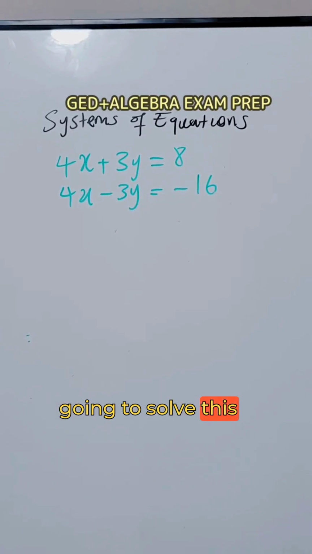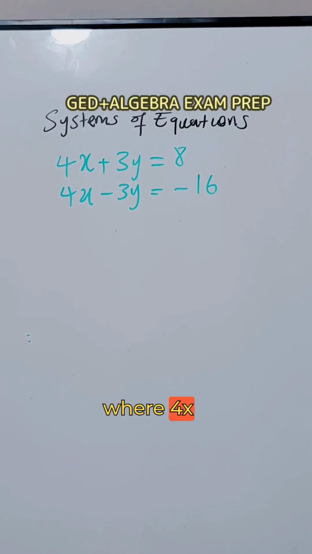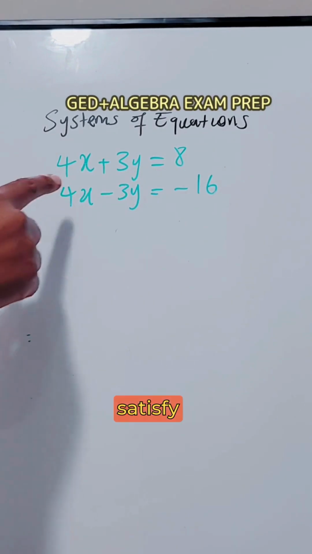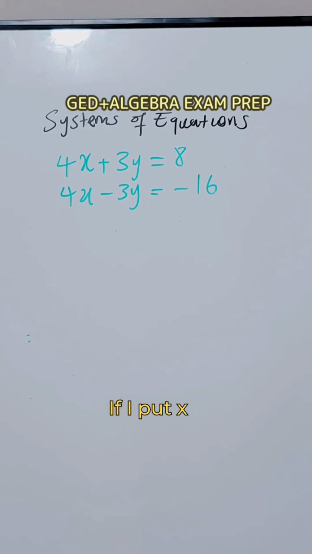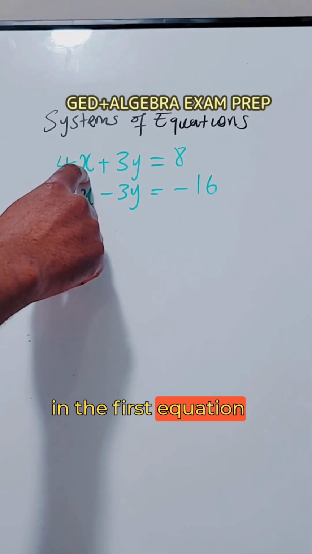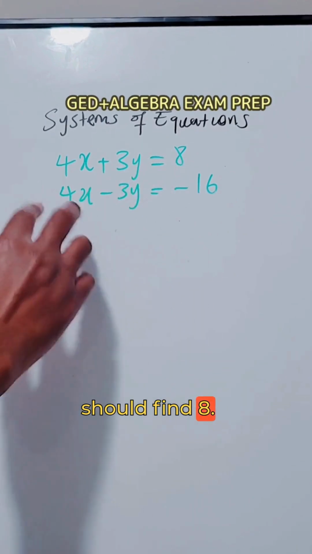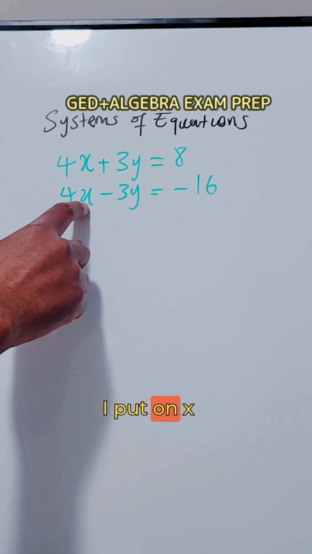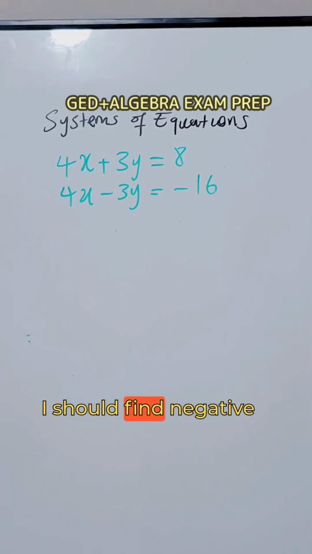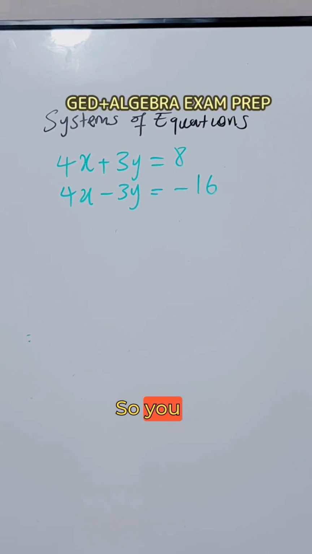So we're going to solve this system of equations where 4x plus 3y is equal to 8 and 4x minus 3y is equal to negative 16. So the question is, what does it mean to solve a system of equations? It means you are looking for the values of x and y which satisfy both equations, right? If I put x and y in the first equation, I should find 8. If I use the same values of x and y in the second equation, I should find negative 16.